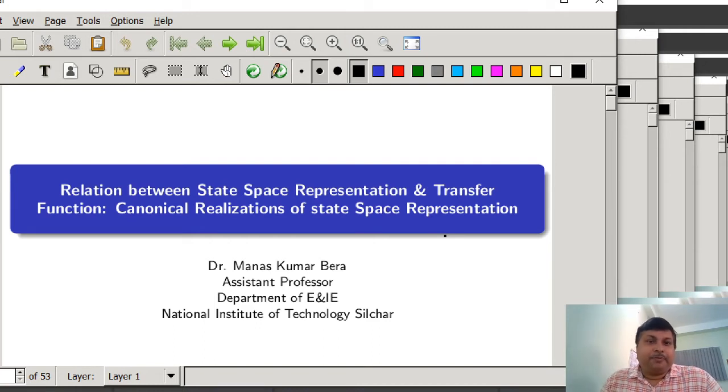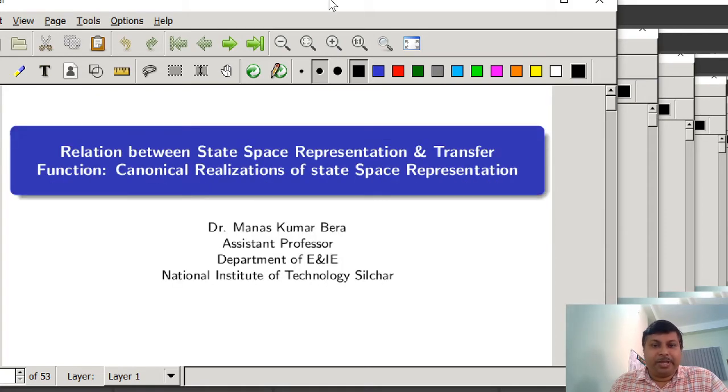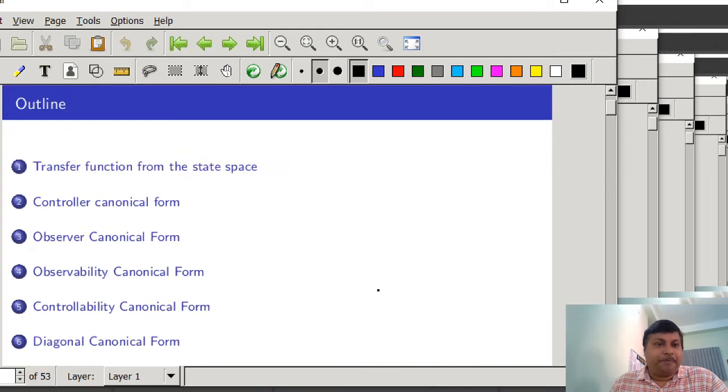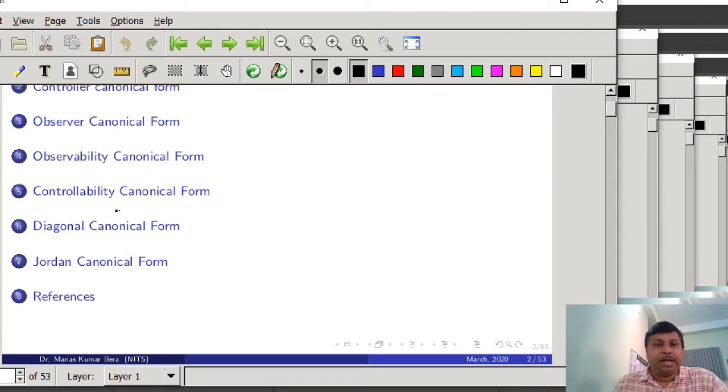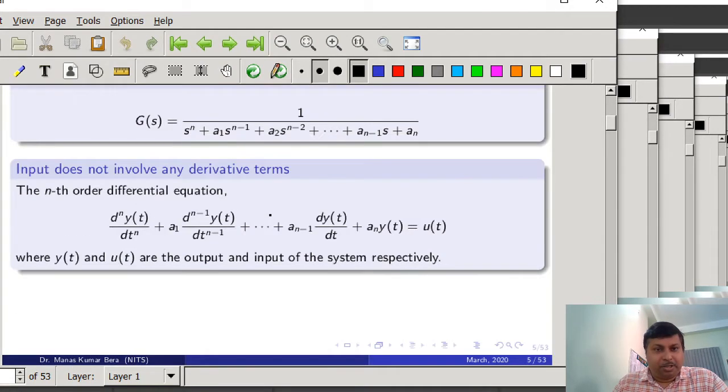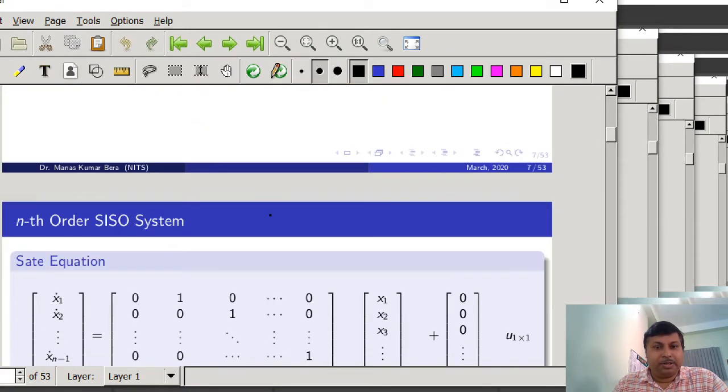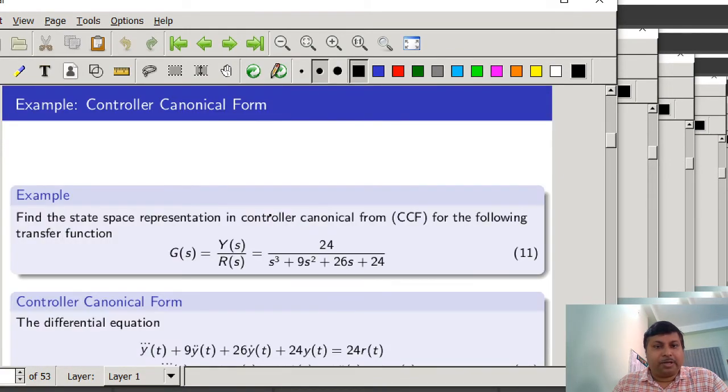Welcome to the 10th lecture of Control System 2. Last class we discussed the canonical realization of state space representation, including the controller canonical form, observer canonical form, observability canonical form, and controllability canonical form. That means if a transfer function is given, how we get these standard forms. Today we are going to discuss two other forms, the diagonal canonical form and the Jordan canonical form. So let us start with these two canonical realizations.